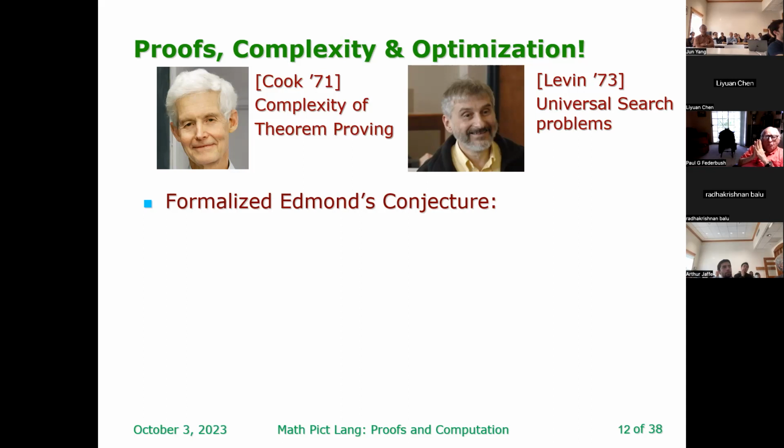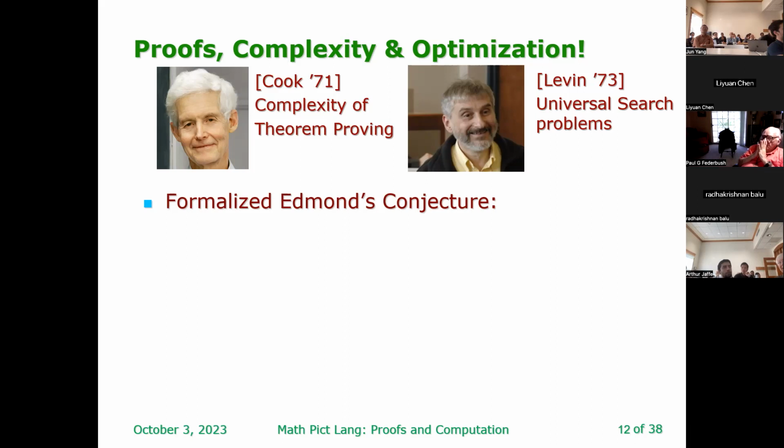Levin was in Russia, a student of Kolmogorov, and the two of them independently started to build this theory of NP-completeness. What does this theory really talk about? It really talks about the complexity of proving a theorem. So I give you a theorem statement, and then I give you a length L, saying, I think there's a proof of length L. How long will it take you to find that proof?